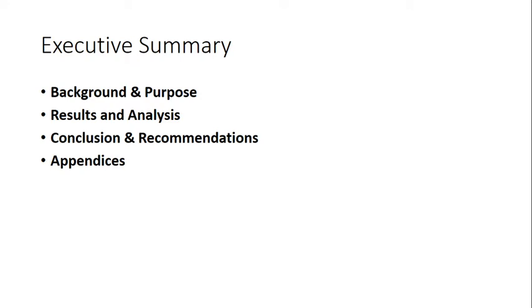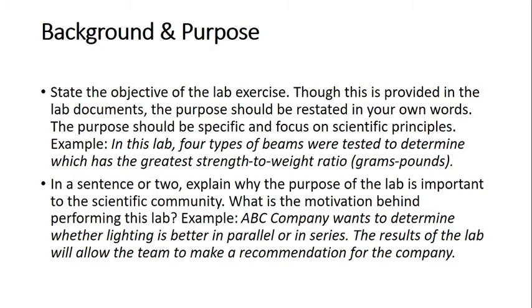So here is a little bit of detail about the executive summary: background and purpose, result and analysis, conclusion and recommendations, and appendices. So let's discuss it one by one. First comes the background and purpose. The background should be a paragraph that contains the goal of the lab and briefly explain what significance it has to the scientific community.